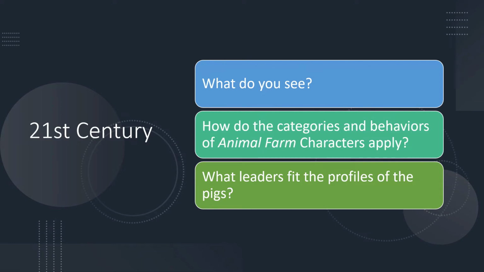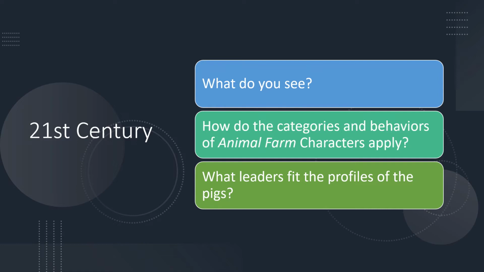What do you see in the 21st century? Are there totalitarian regimes, leaderships, in ostensibly democratic states? How do the categories and behaviors of Animal Farm apply to people, maybe politically, maybe just socially? We can dial it back. We don't have to be political as we look at this. We can, and it's obvious, and Orwell was certainly political and had a political purpose. But one of the reasons that this work endures is that it's about more than that.